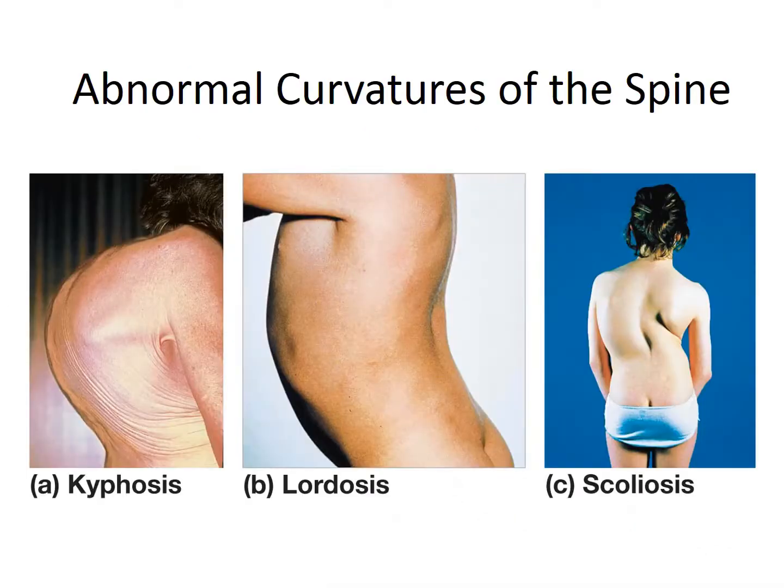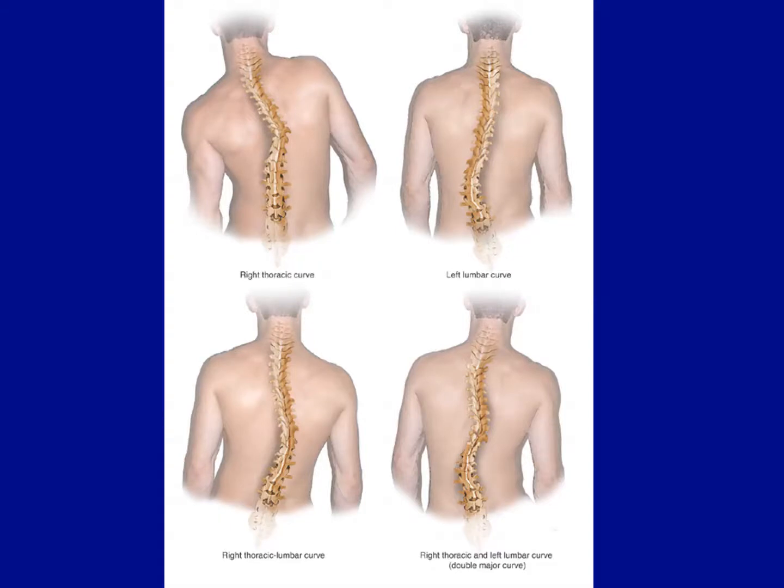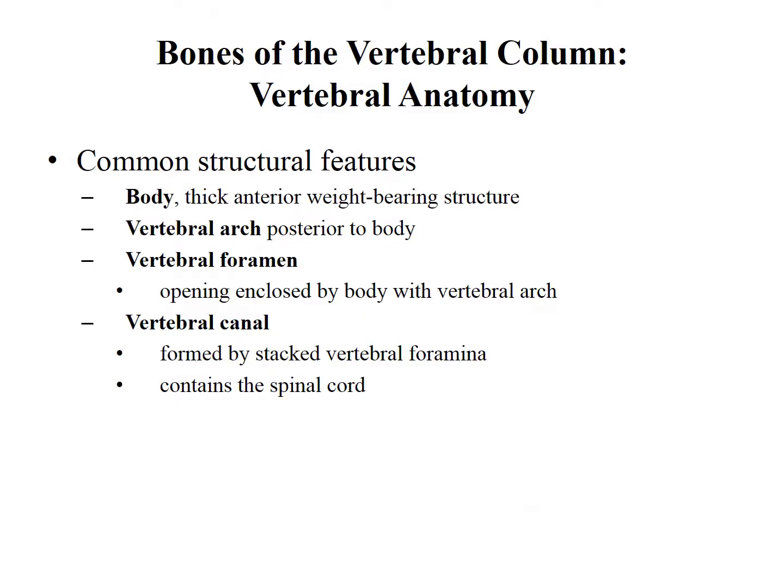And just a quick look at some of those curvatures here. On this slide, we're looking at some more lateral curvatures called scoliosis, and you can see they can occur in the thoracic spine or in the lumbar spine, or you could have two, one in the thoracic, one in the lumbar. They can also be present in the cervical region. So now we're going to look at the typical vertebral anatomy. Most of the vertebrae within the vertebral column will have these features.